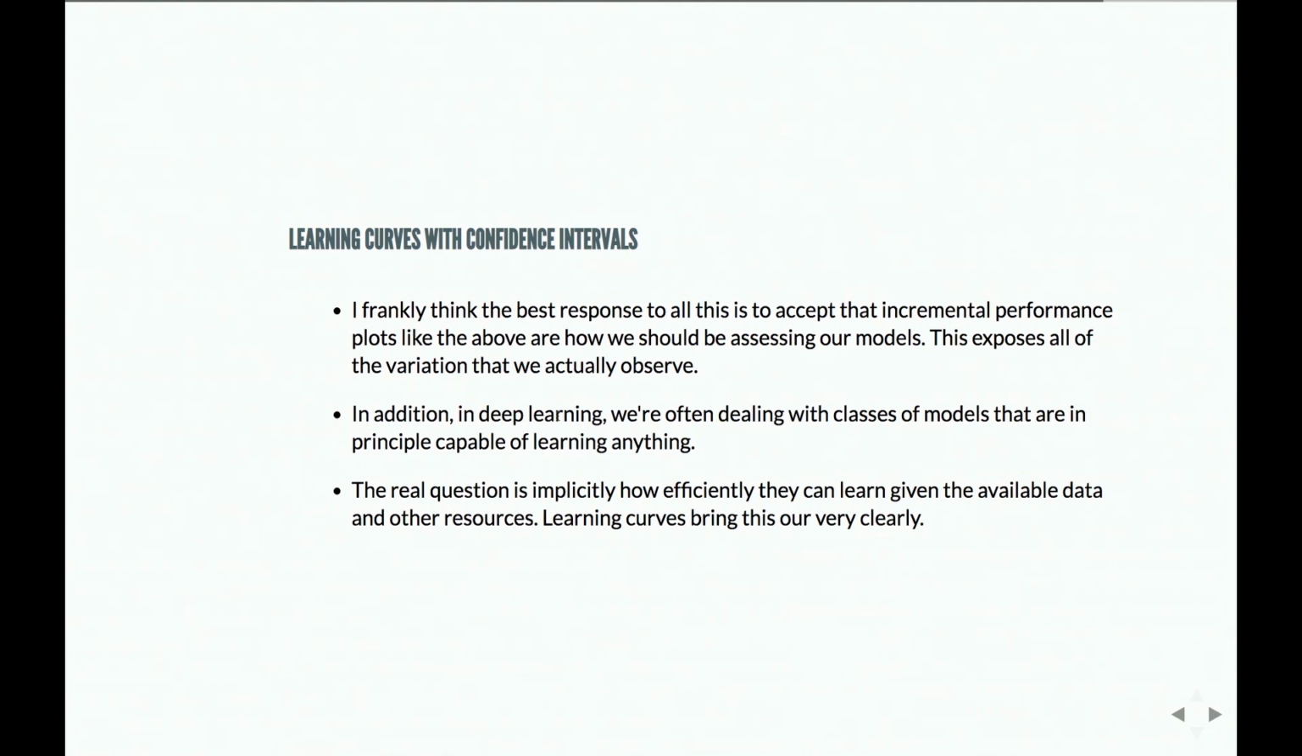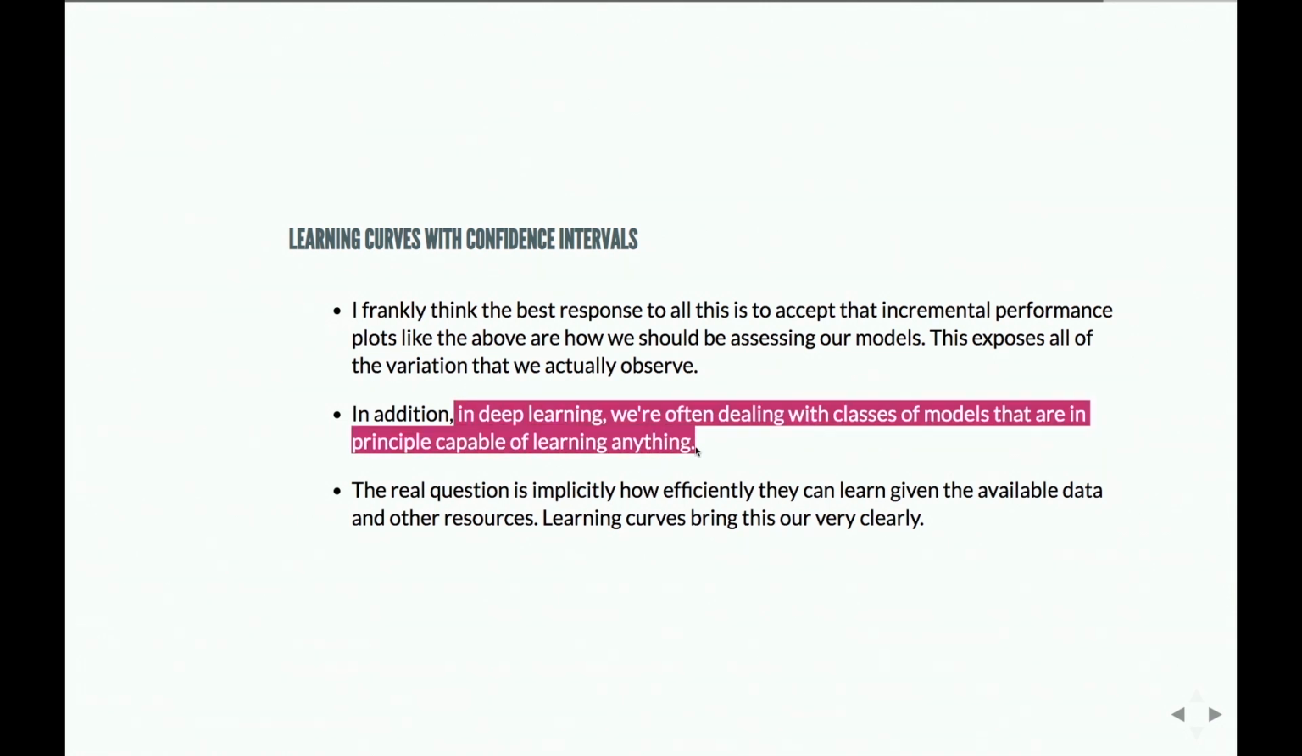So I think the best response is to accept that incremental performance plots like the one here are really how we should be assessing these models, because that exposes much more information about the variation that you actually observe and can give you new ways of arguing for your model, as I'll show you in a second. The other thing I would say is that in deep learning, in principle, if you think about the theory, these models should be capable of learning anything. So what we're really thinking about is how efficiently they can learn or how stable their learning patterns are and so forth. And that's probably ultimately where your real argument lies.